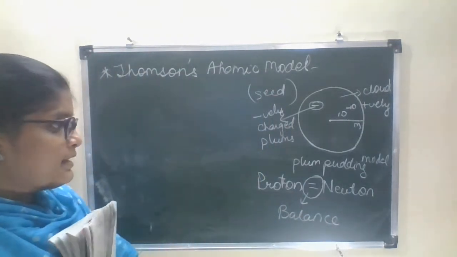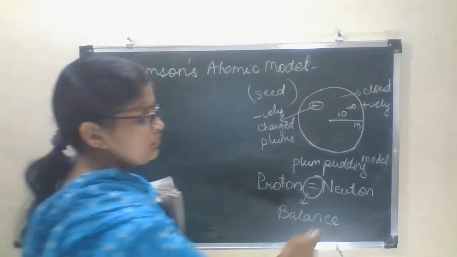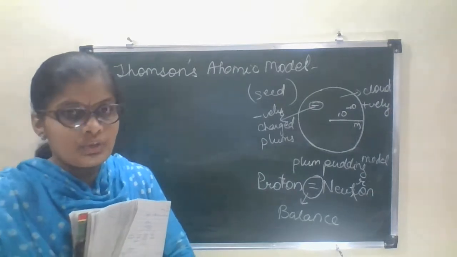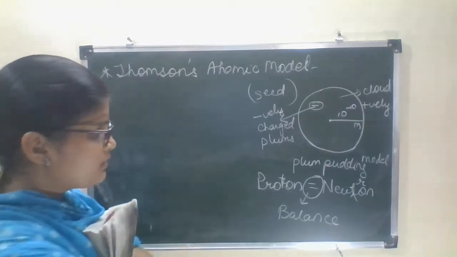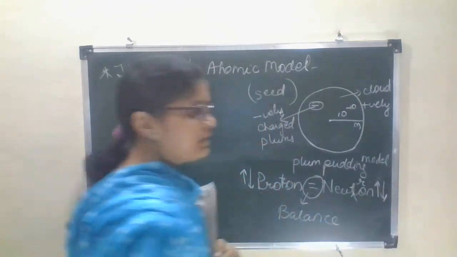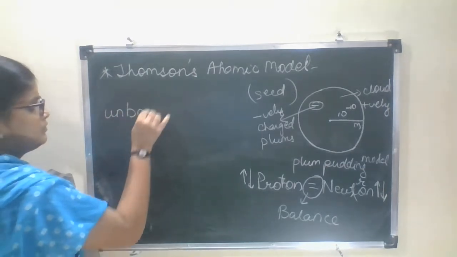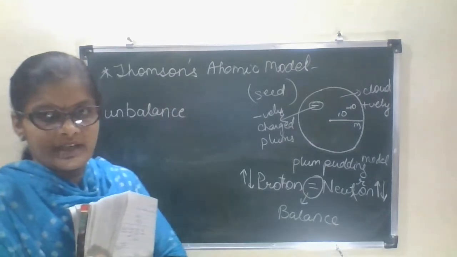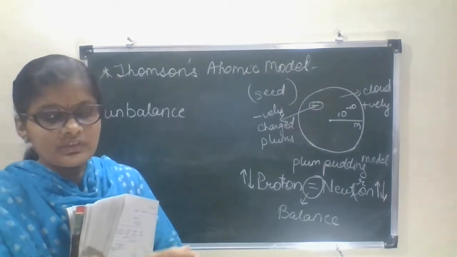Okay. When I say that the number of protons is equal to the number of neutrons, what does it mean? The atom is balanced. And if the number of protons or neutrons increases or decreases, whatever the case, in that case we will use the word unbalanced. This unbalance is going to cause some changes in the atom. What are those changes? We are going to observe it further in the chapter.